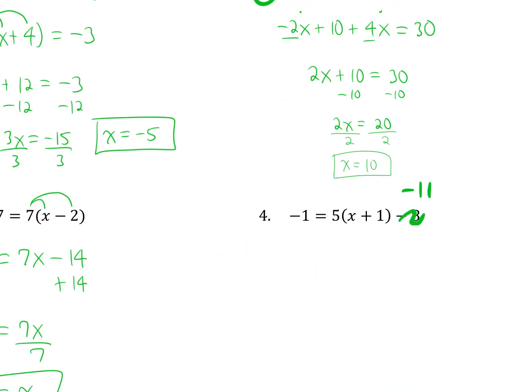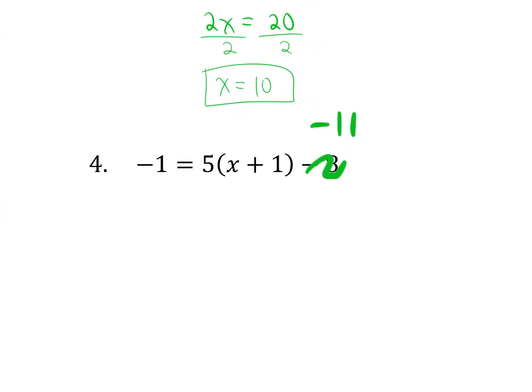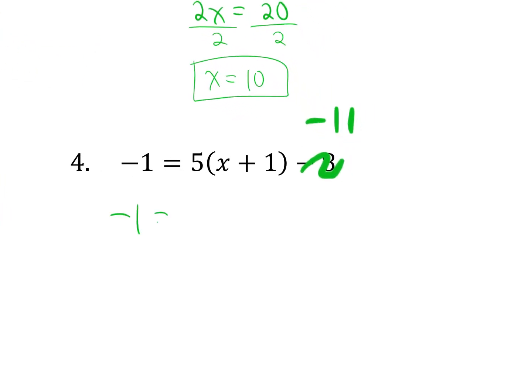All right, very cool. Why don't you guys try number 4 now? Number 4 is very similar, a little bit less complicated. Number 2, give it a try. All right, number 4. So we have negative 1. Where you write it here? Negative 1 equals 5 times x plus 1 minus 11.